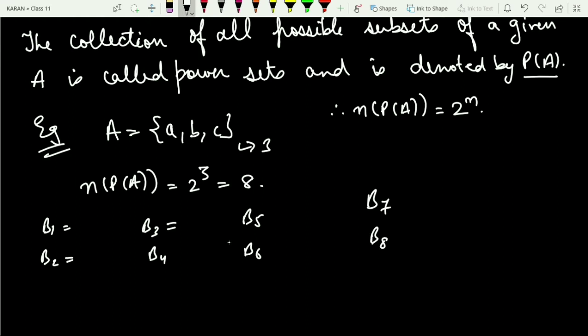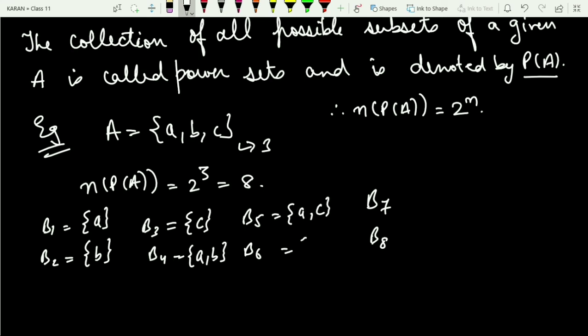So let me start from B1. That is the singleton {a}. Let me call B2 the singleton {b}. Then this is the singleton {c}. Then take the doublets, that is {a, b}. Next will be {a, c}. Next will be {b, c}. And the last two will be the empty set and the set itself, that is {a, b, c}, which is nothing but A only.